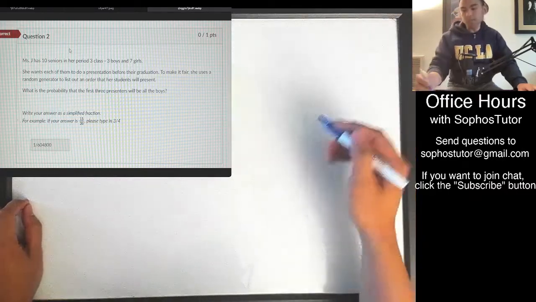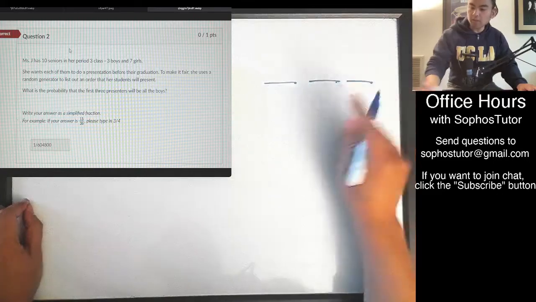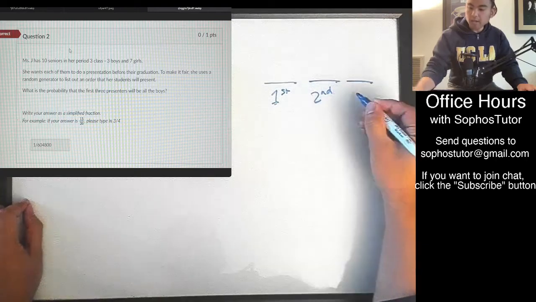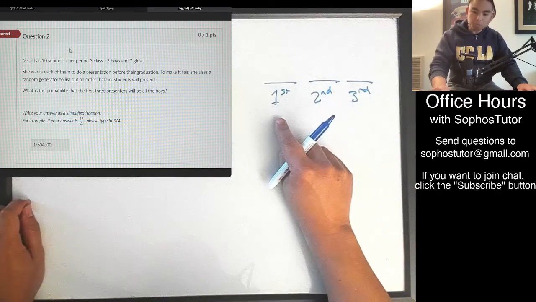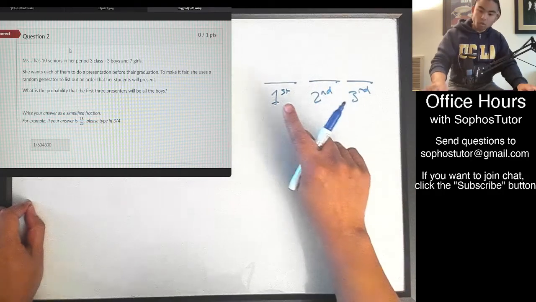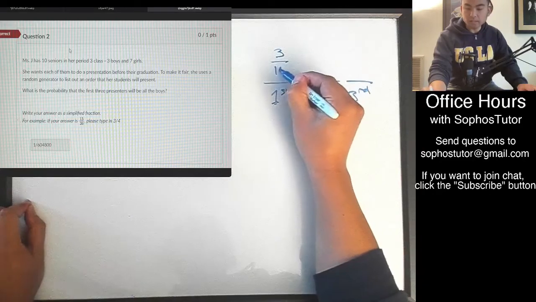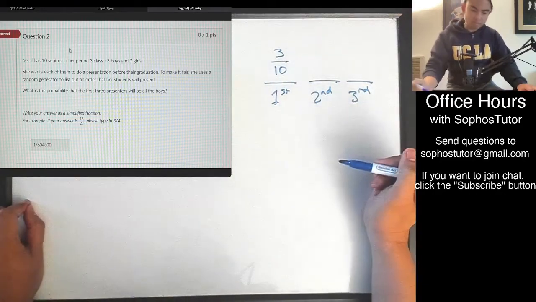Okay, there are 2 ways we can think about this. The first way is we could signify the first 3 positions, and ask ourselves, what is the probability that a boy will present in each position? Well, in the first position, we have 3 boys to choose from out of 10 seniors. So the first probability is 3 out of 10.